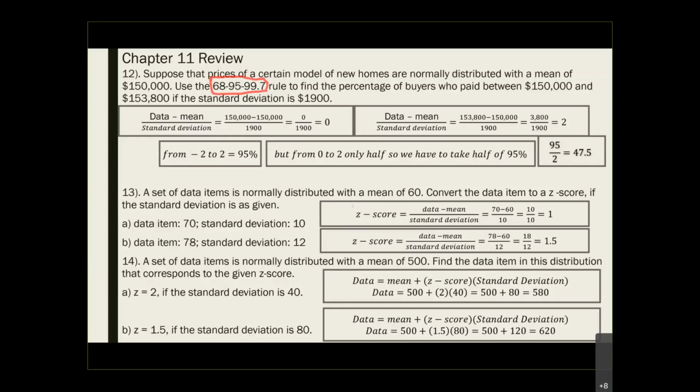And a z-score of 0, like we have right here, just tells us that we are at the mean. We are not above, we are not below, right? So again, you either convert to the z-score or you take the z-score and find the data.